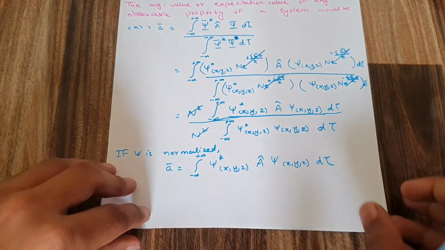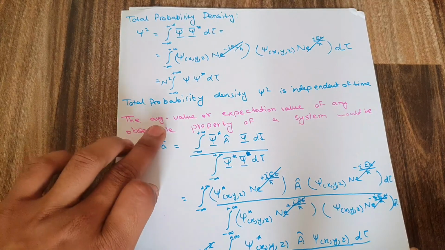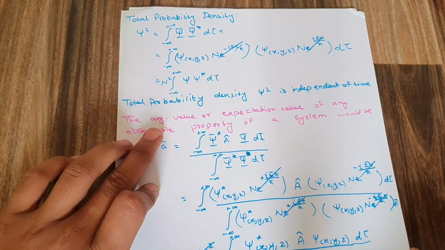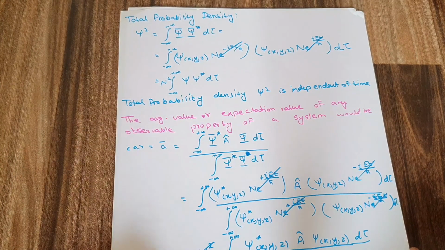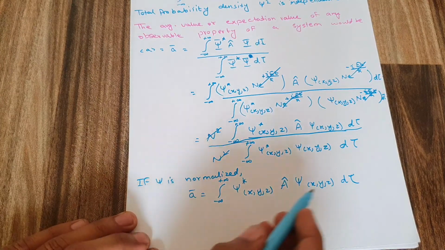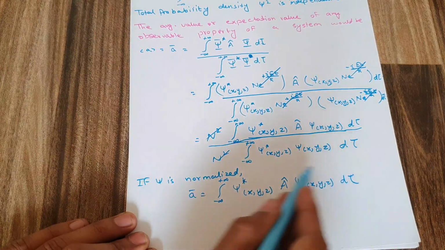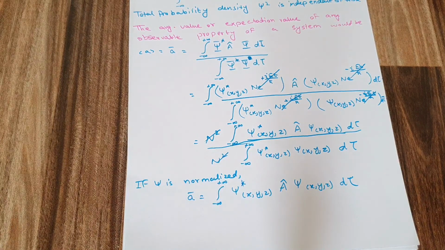I am going to repeat it again: we were finding the average value or expectation value for an observable property, and after finding it, we have come out with this solution, and this solution does not contain any time variable. So I can say that my observable property does not depend upon time, it is independent of time.